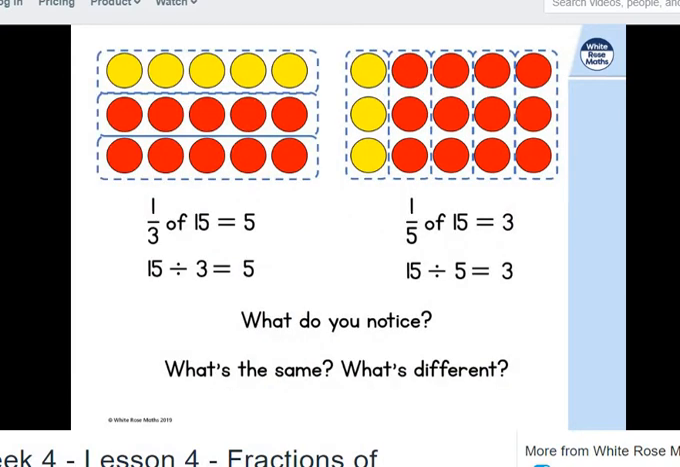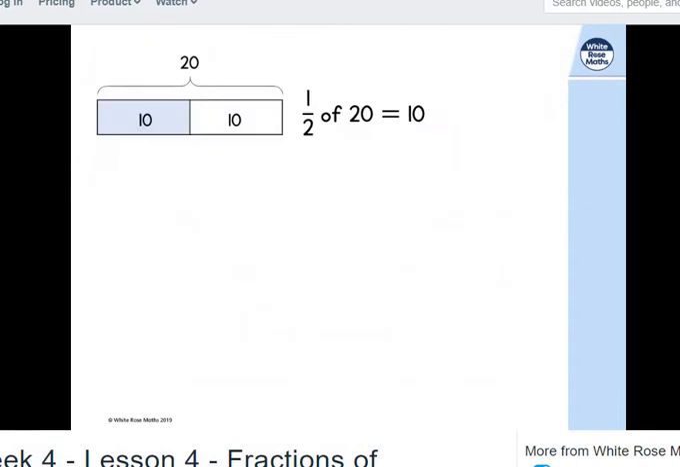Here are 2 representations. What do you notice? What's the same, what's different about the 2 representations? One thing you may have noticed is that the wholes are the same, in that they have started off with 15 sweets. What's different is the amount of parts. So on the left, we've got 3 parts, and on the right, we have 5 parts. You may have thought about, well, 15 divided by 3 is 5, 15 divided by 5 is 3. That relationship we could use as well.